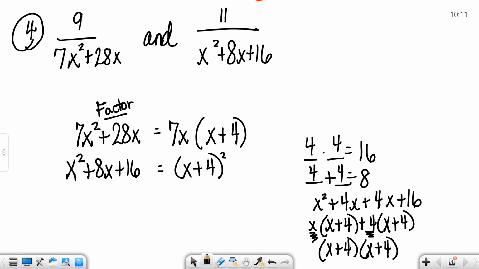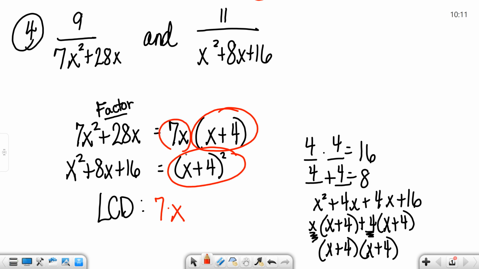All right. So my least common denominator, I take every factor that I see. Well, I see a 7, I see an x, and now these two are the same. Well, which one do I take? I take the one with the highest power. So I also have x plus 4 squared. So my least common denominator is going to be 7x times x plus 4 squared. That would be my least common denominator.